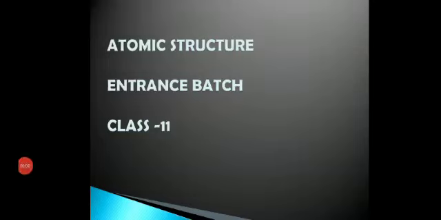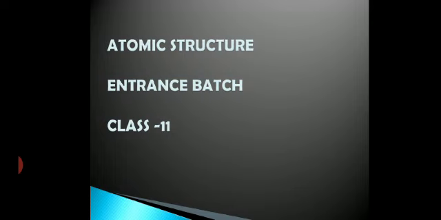Now coming to the atomic structure. In Thomson's experiment, Thomson did the experiment for the discovery of electrons. You know that he did the experiment on the cathode rays. From there he told us the properties of the cathode rays, from where we come to know that the charge of the electron is negative.